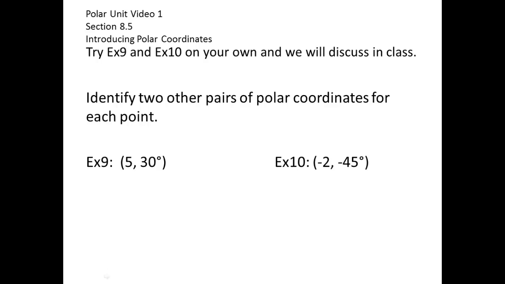Okay, I'd like you to try examples 9 and 10 on your own, and then we're going to discuss those first thing tomorrow. Identify two other pairs of polar coordinates for each point, just like we did in example 8. Now, I want you to know that you must come up with one that has a positive r value, and then one that has a negative r value. And that's really important because you're showing me quite a bit of difference.